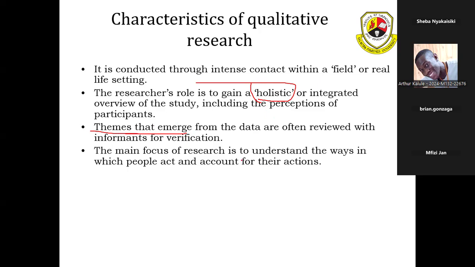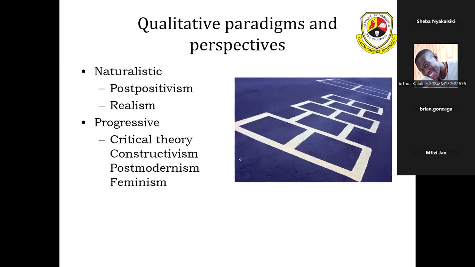So the main focus is to understand the way people are doing things and the reasoning behind people's actions. So qualitative research, we say, is naturalistic. It is realistic in nature. It's post-positivism. Post-positivism because quantitative research is positivist in nature, but here we're going beyond the positive outlook.